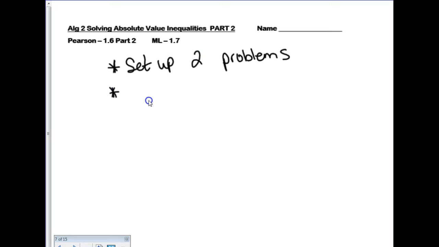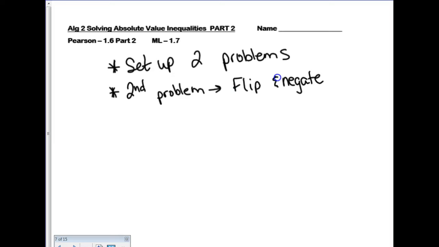Another note I want you to write down, not going to make a lot of sense yet, just hang with me, is the second problem. We have to flip and negate. Fancy word that means to make the solution negative. We'll talk about what that looks like in a second.